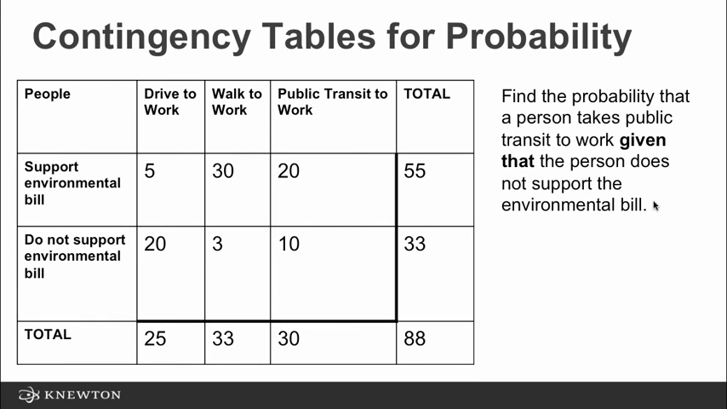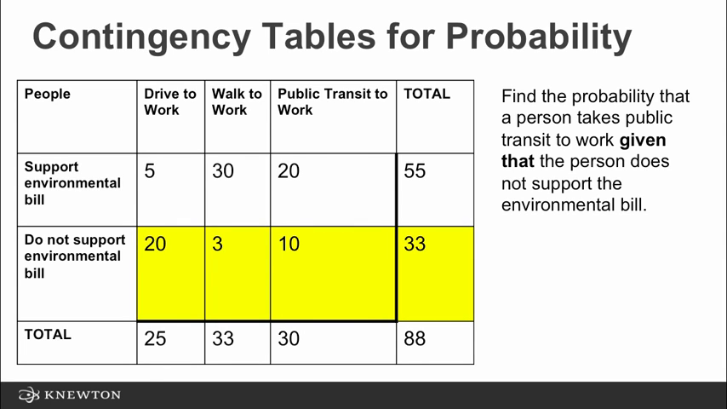Now, we're asked to find the probability that a person takes public transit to work, given that the person does not support the environmental bill. So now, we're given that the person does not support the environmental bill. We want to focus on this row of the table. So that's highlighted.